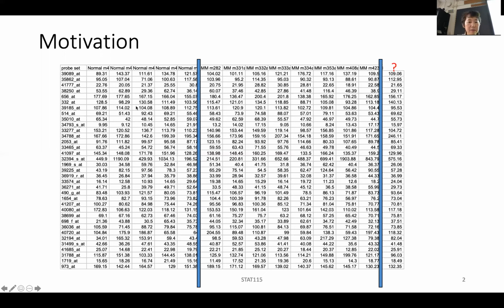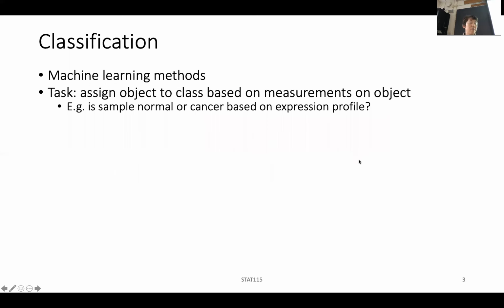Can we learn from the existing samples to see what this new sample belongs to? And so classification is really the same as machine learning, at least a type of machine learning methods. The basic task is to assign an object to a class based on the measurements on this object. For example, is this sample normal or cancer based on the expression profile, right?